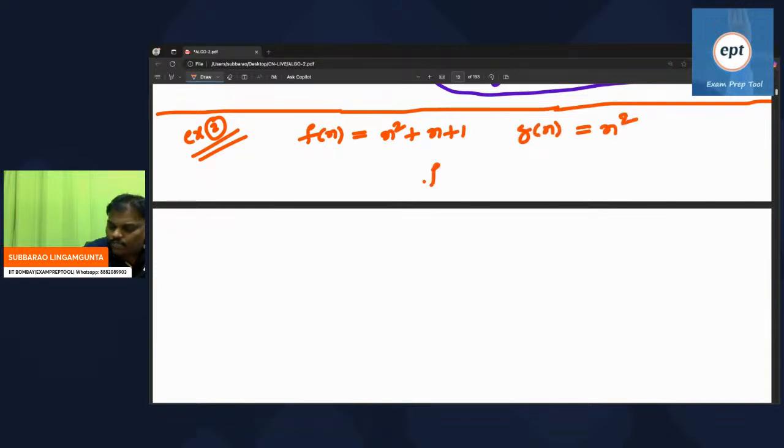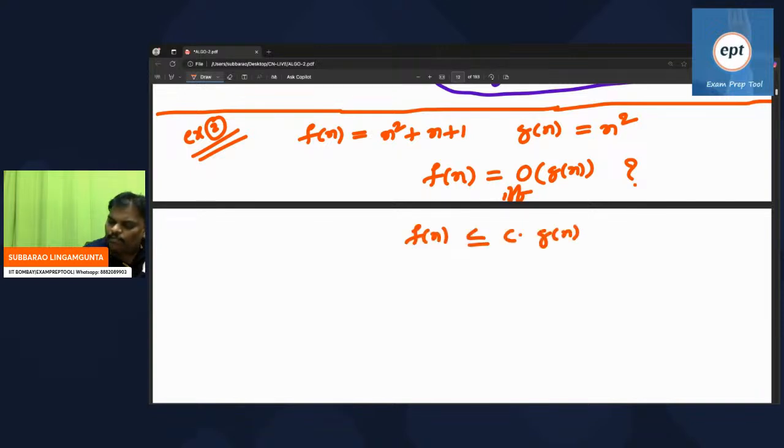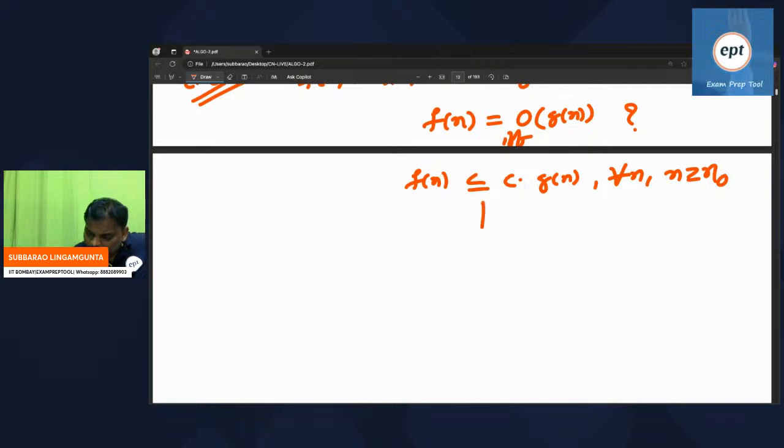Now I want to say f of n is big O of g of n. Can I say this? If you want to say this, this condition should be satisfied: f of n is less than or equal to some c into g of n, for all n where n is greater than or equal to n0. I have to satisfy this condition. Can I satisfy it or not? Let me check.